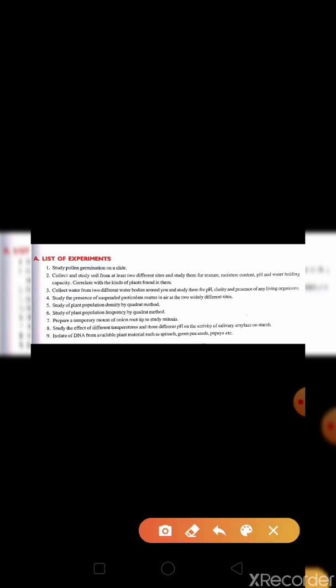Now next one, that is the syllabus. As I told you, we have 9 experiments, but this year CBSE has cut 3 experiments, and I will show the names of those experiments. Firstly, see all these 9 experiments.